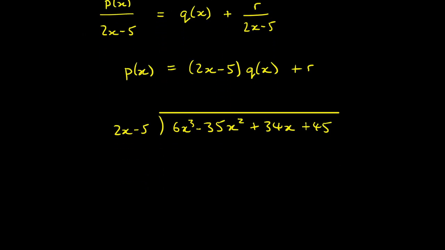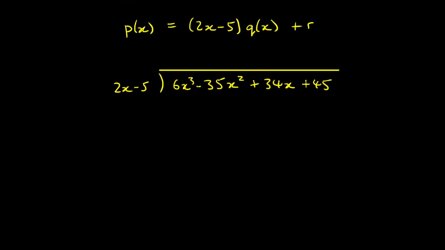All right? Now, how do we do that? Firstly, we take the leading term, 6x cubed, and we divide it by 2x. If we do that, what we will get is 3x squared. So I'll write that here, 3x squared. We then take that 3x squared and we multiply it by this whole divisor. Okay, so if we do that, we will get 6x cubed, because 3x squared times 2x is 6x cubed, minus 15x squared. Okay, so that's that first step.